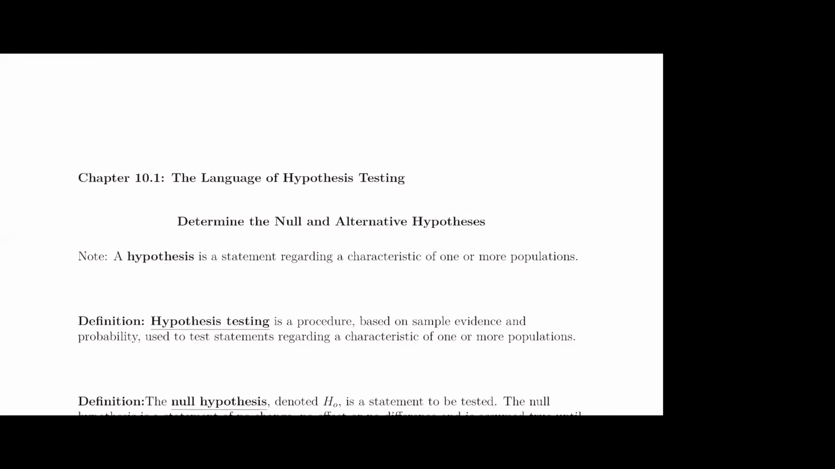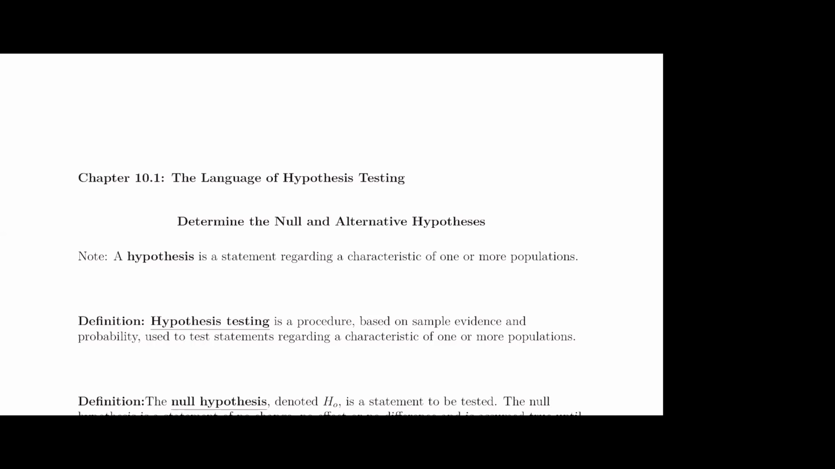So 10.1, you get the language of hypothesis testing. It's important that you understand the language because essentially from chapter 10 all the way to chapter 14, all we're going to be doing is hypothesis testing. The only thing different is we're going to be changing up the parameter, or how many populations we're sampling from. So if you're able to get 10.1, that's a good start because 10.1 will be essential for the rest of the chapters.